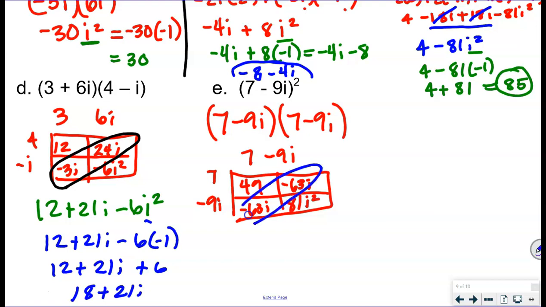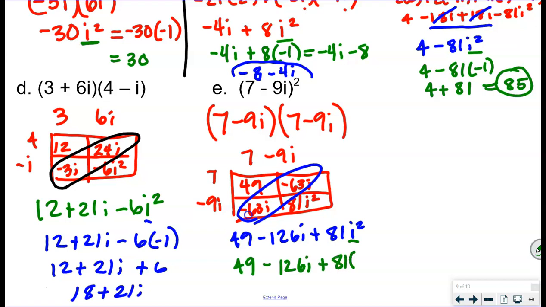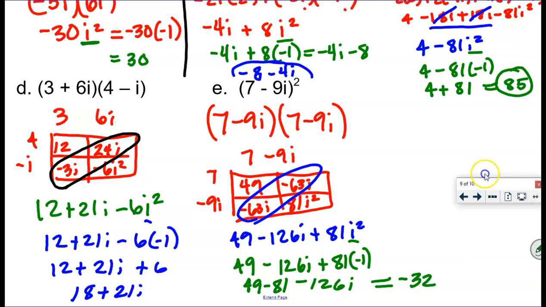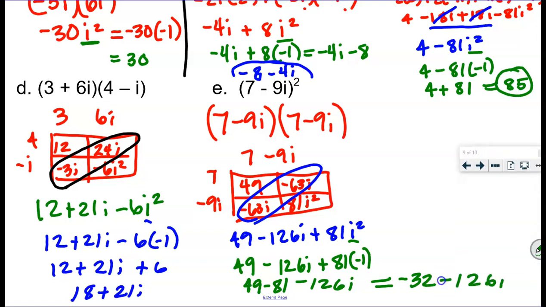So once again, notice our like terms here, okay? So we've got negative 63 minus 63 would be minus 126i. And then we've got plus 81i squared. Once again, remember, we're changing that, right, to a negative 1. So this is going to be 49 minus 126i plus 81 times a negative 1, right? So that's going to be minus 81, right? So that's going to be 49, and I could put them next to each other. That might help me. Minus 81 minus 126i. And then what does that equal? So I'll give you all a second. That's going to be negative 32 minus 126i. Okay?